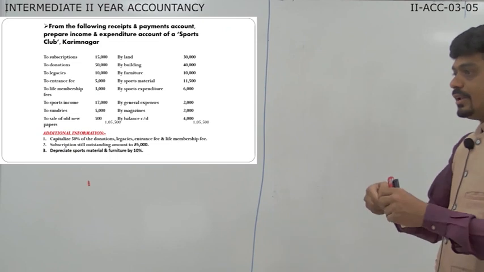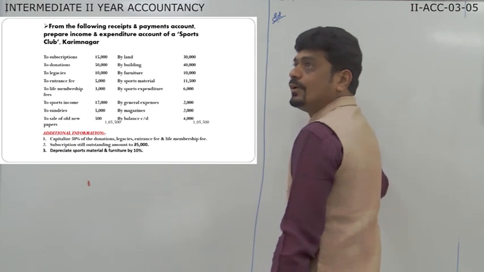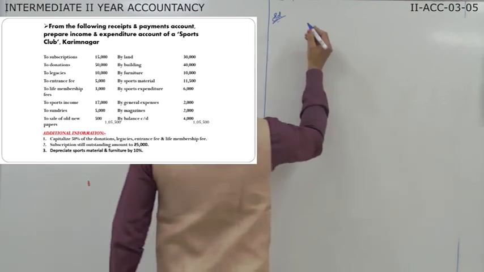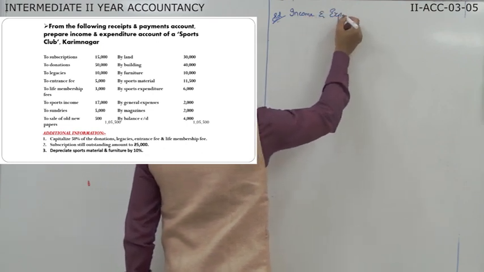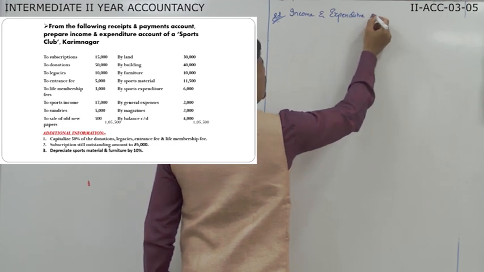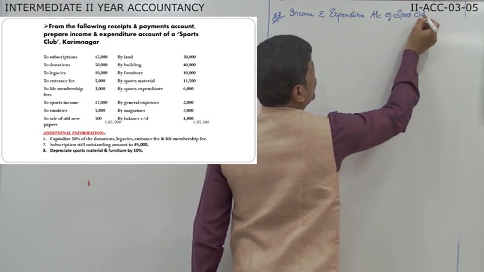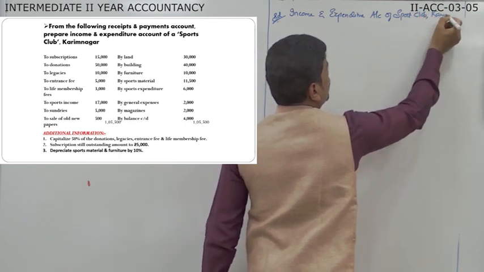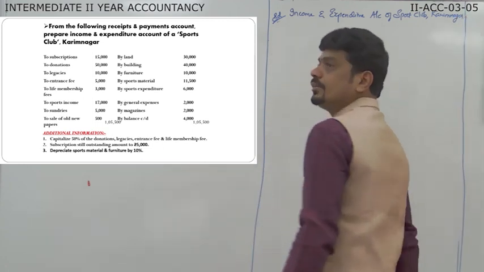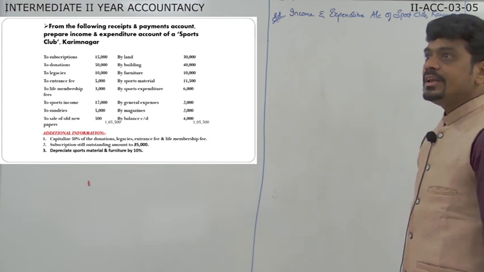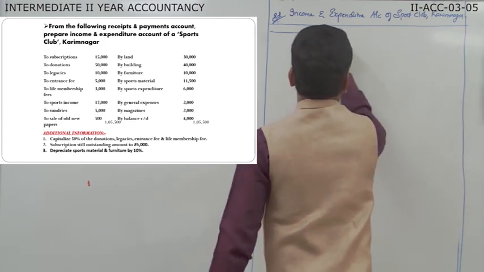Now the solution. Let us see the solution. Solution number, and what is the name? Sports Club Karimnagar. Income and expenditure account of Sports Club Karimnagar. They haven't given any year, so no need to worry. Then format.